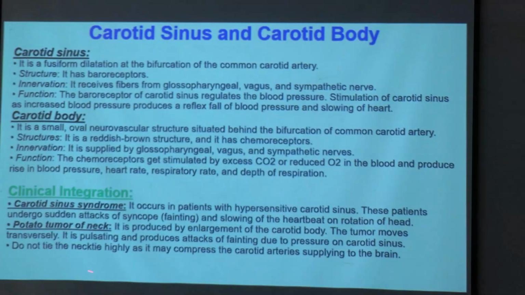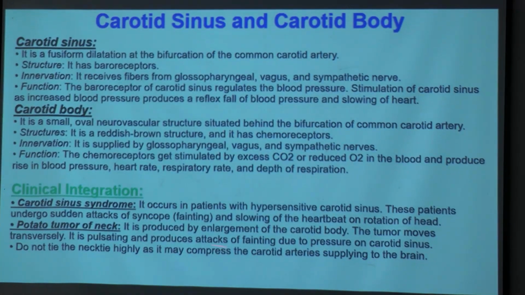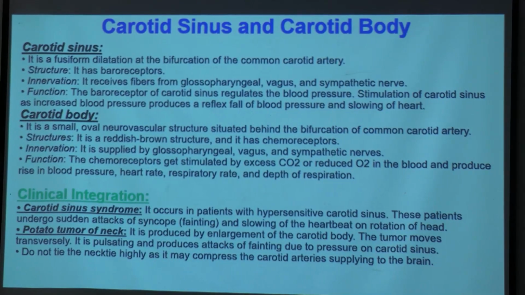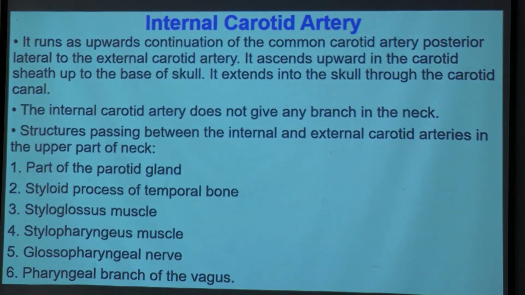And potato tumor of the neck. It is produced by enlargement of the carotid body, and the tumor moves transversely. It is pulsating and produces attacks of fainting due to pressure on the carotid sinus. Also, do not tie the necktie too tight, as it may compress the carotid arteries supplying the brain, and blood supply to the brain will decrease.